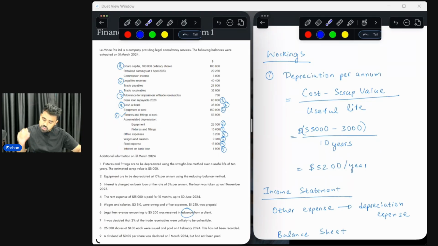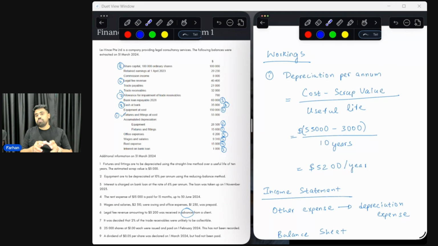Okay, so $55,000 in cost minus the scrap value of $3,000, which is given in the information, and then we divide it by the useful life of 10 years, which gives us a depreciation on an annual basis to be $5,200. Okay. Now, what do we understand by scrap value?